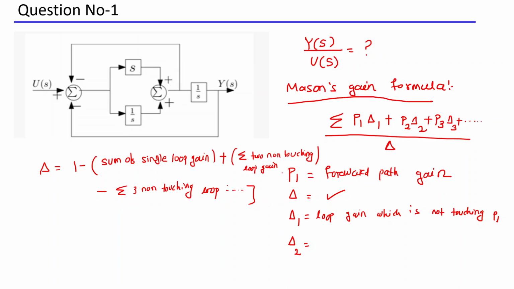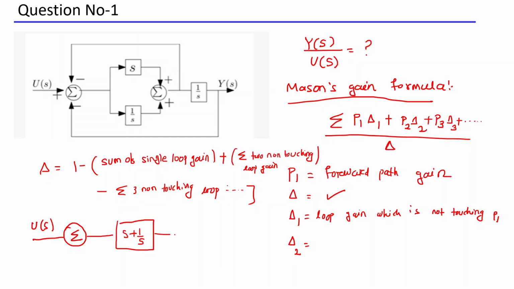If this Mason's gain formula is clear to everyone, let me go through this example and solve it. If you simplify this block diagram, how will it be? Just in one line, you simplify it. Summation is there, input U of s is there, and here there are two parallel paths. One is s, another is 1 by s. They are adding at this common point, so if I add these two, it becomes s plus 1 by s.